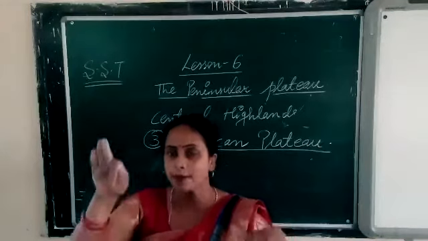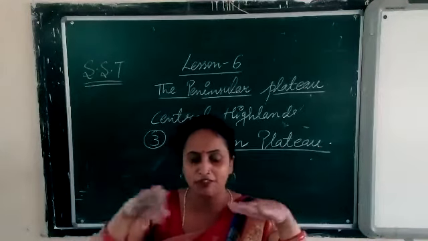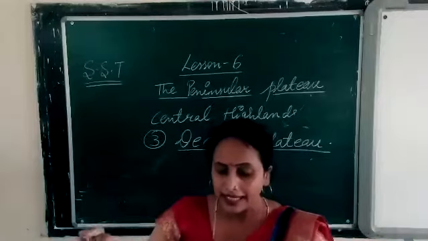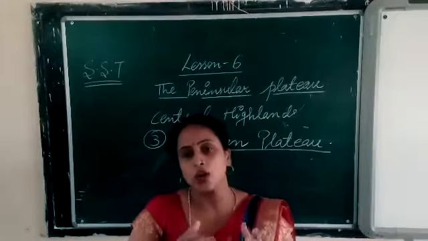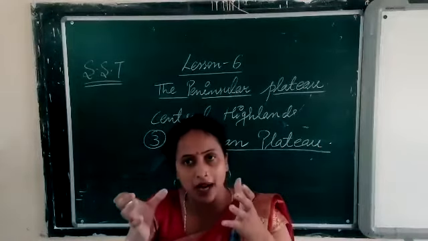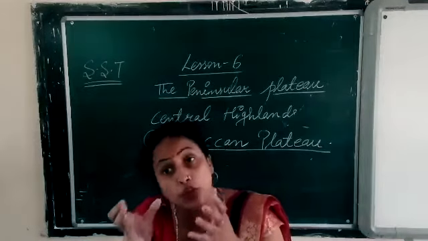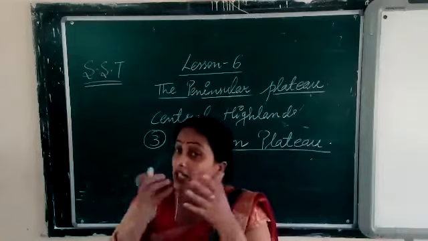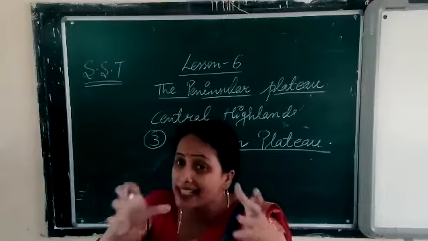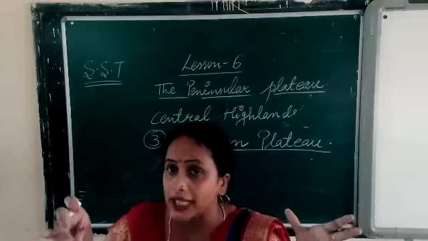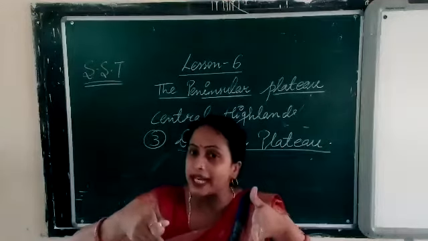Now the plateau region is uneven, not proper. Uneven means ups and downs are there, not flat, we can say. And it is rocky, with huge grey bare rocks. Plateaus consist of rocky parts, grey and bare rocks. This type of rocks we find in the plateau.